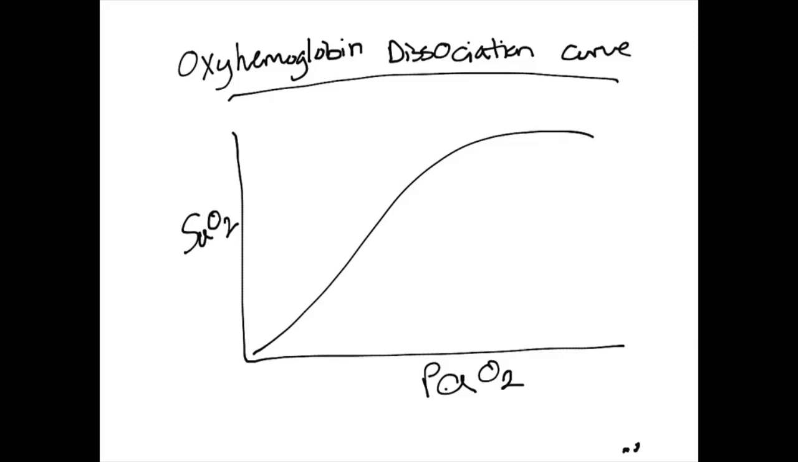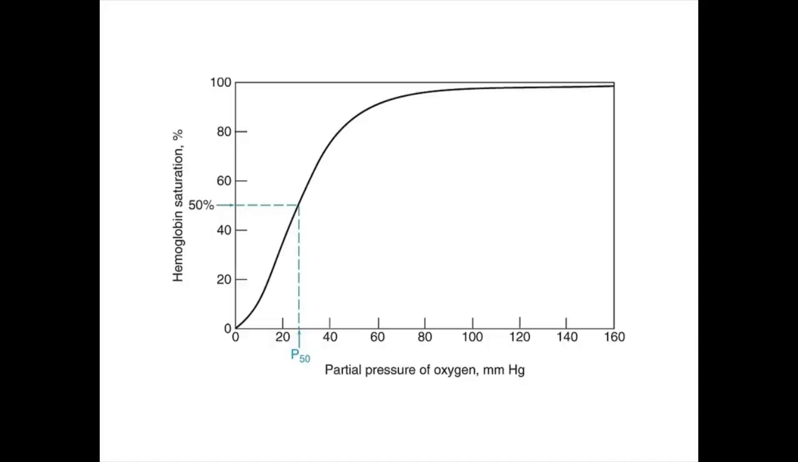And we're going to go to the next slide where I have one already drawn, and we'll explain a little bit more about the values. So a normal PaO2 will range from about 80 to 100 millimeters of mercury. A normal SaO2 measures about 97%, but it can range from 93 to 97%.